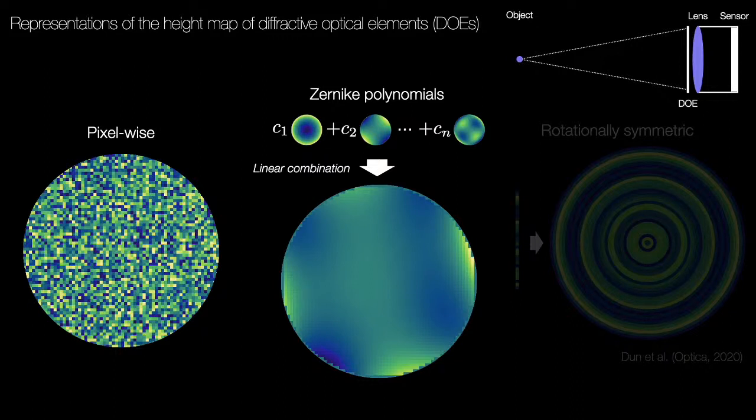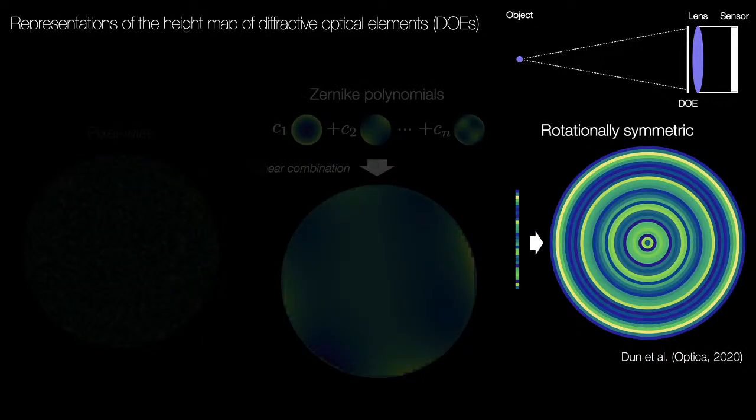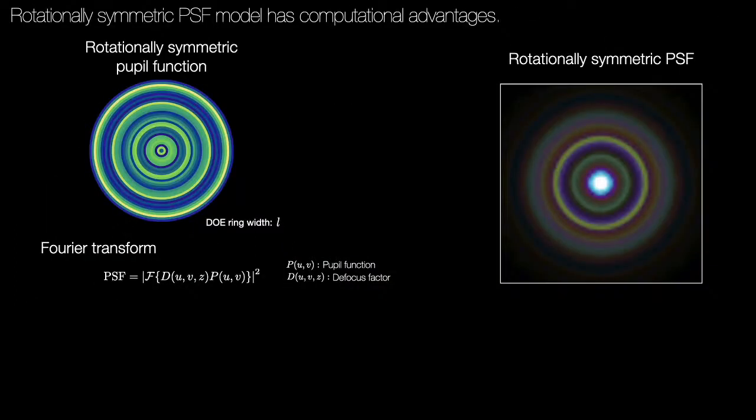But these two representations require a huge amount of memory because we need to compute 2D FFTs many times to simulate the whole PSF. So this is why we are introducing another representation with rotational symmetry. We can specify the height map with a 1D vector. It's a simple representation, but introduces multiple computational benefits. If the DOE has the rotational symmetry, the PSF also becomes rotationally symmetric.